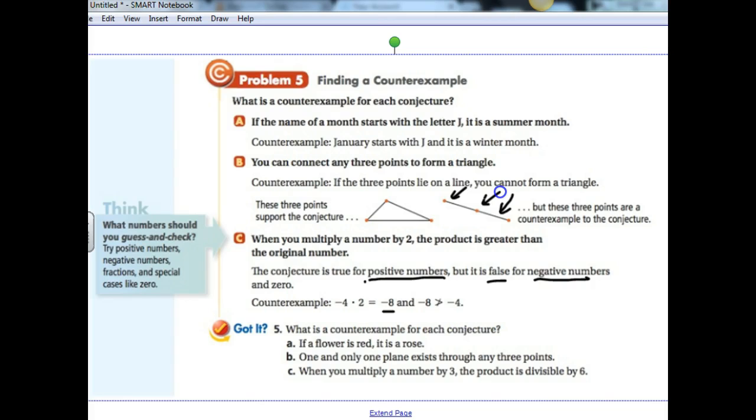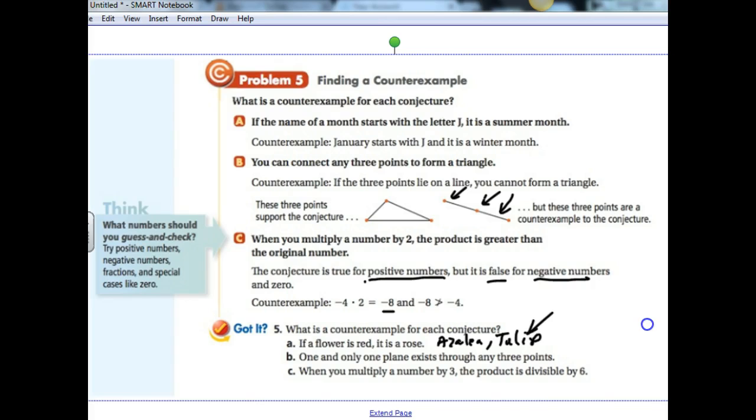Okay? So, let's look at the Got It section down here. What is a counterexample for each of the conjectures? If a flower is red, it is a rose. Well, I know a lot of red flowers. Azaleas are red, so you could say an azalea. You could say a tulip. They come in red. Again, the list could probably go on and on, but you can think of a couple of flowers other than a rose that are also red, and those would be your counterexample.